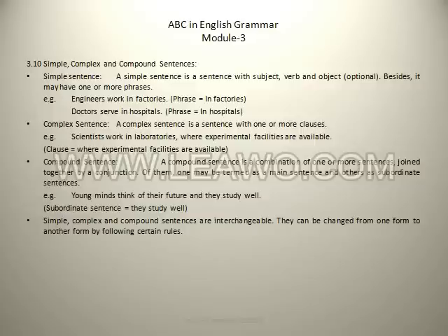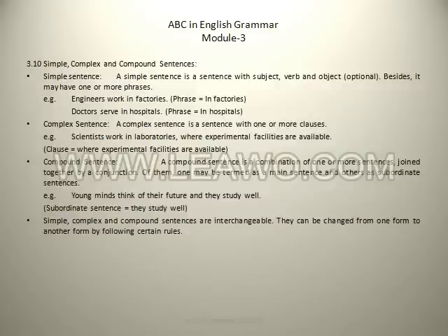Compound sentence. A compound sentence is a combination of one or more sentences joined together by a conjunction. Of them, one may be termed as a main sentence and others as subordinate sentences. Example, young minds think of their future and they study well. In this, they study well is a subordinate sentence.